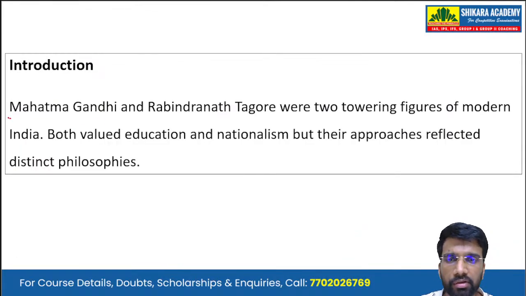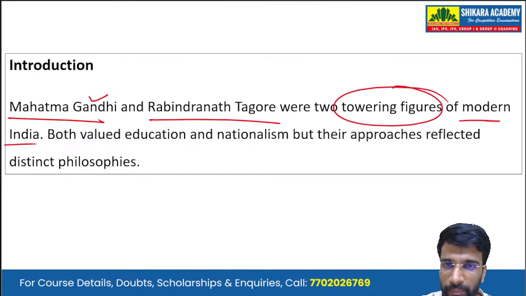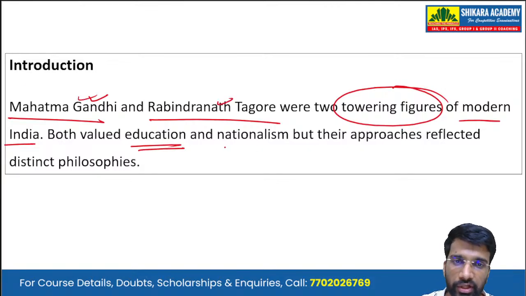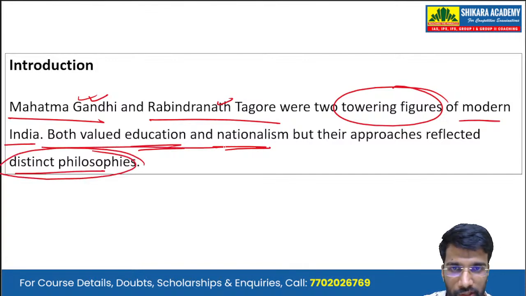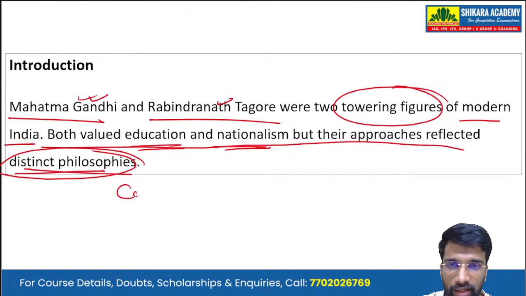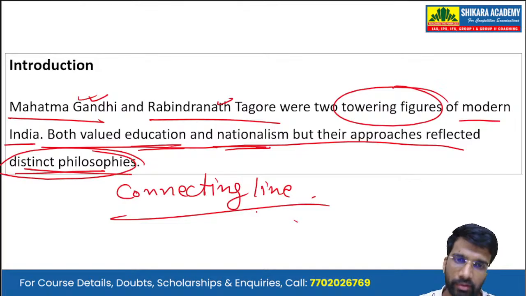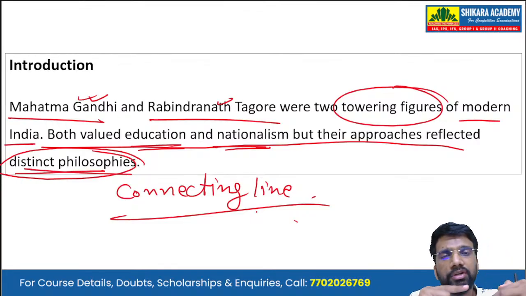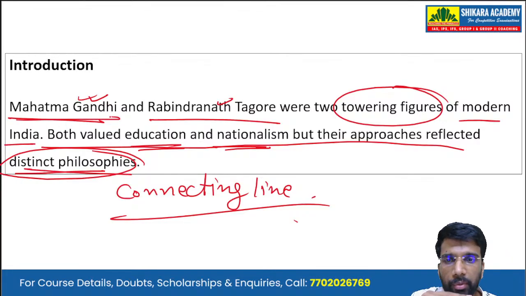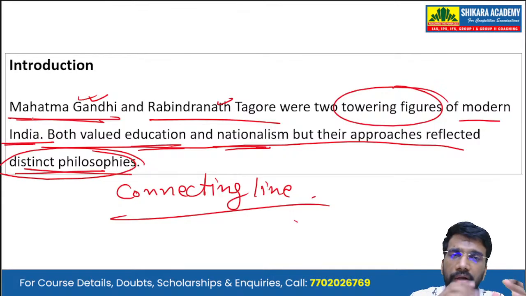So starting with the introduction. Mahatma Gandhi and Rabindranath Tagore were two towering figures in modern India. Both these towering figures valued education and nationalism, but their approaches reflected distinct philosophies. Now, this is our connecting line. Wherever possible, if the word limit permits, it is advisable that you write a connecting link connecting the introduction with the body. So the first line will be our introductory line in the introduction, and the second line will be a connecting line.